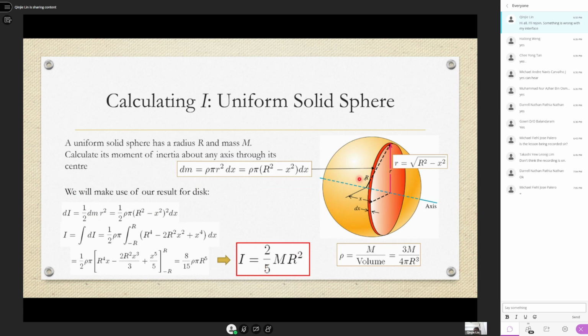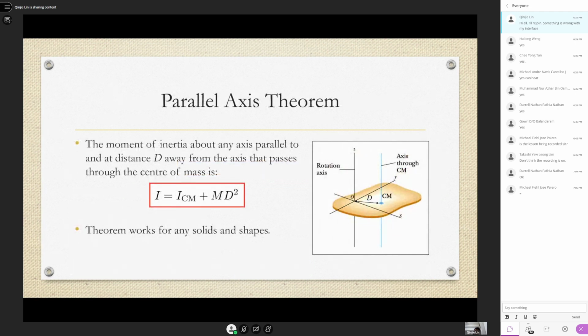If you have a solid sphere, that means the whole thing has material. That will be the moment of inertia when you rotate about the center point. So that's how we calculate moment of inertia. There's also this thing called the parallel axis theorem. It helps us find the moment of inertia if the axis does not pass through the center of mass. You'll see examples of it, then it will be clear.